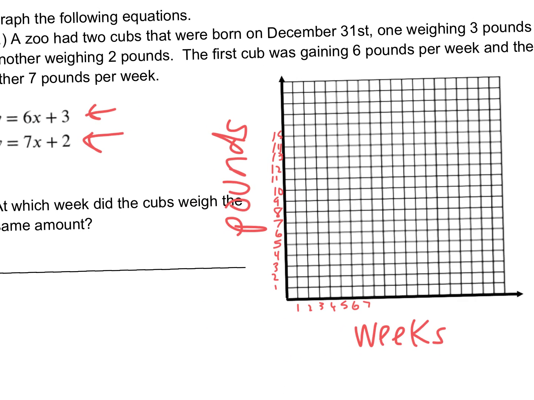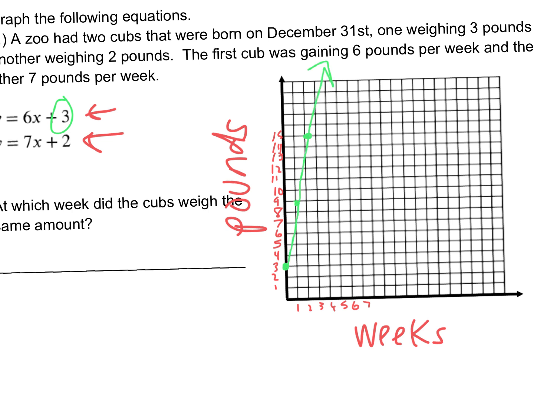All right, so the first one, we're going to begin at 3, begin at the intercept and put a point. And then it's 6 pounds every week. So I'm going to rise 6 and run 1. And then do that again, rise 6 and run 1. Okay, I have enough. That's probably all I'm going to fit to make a line there.